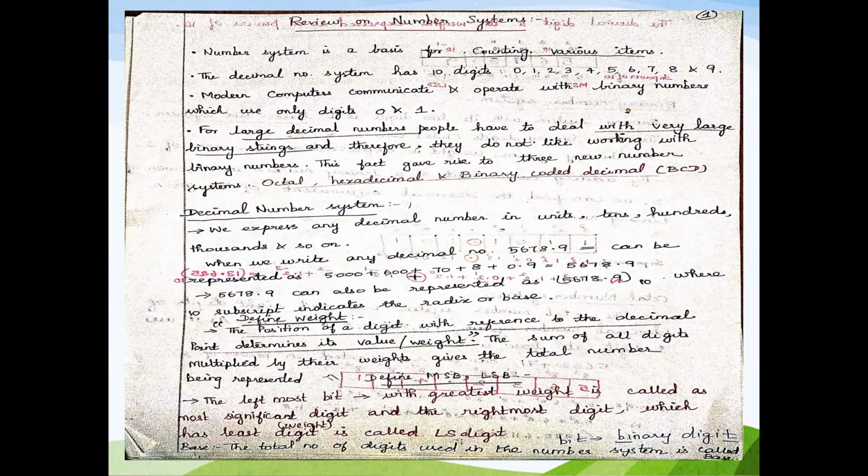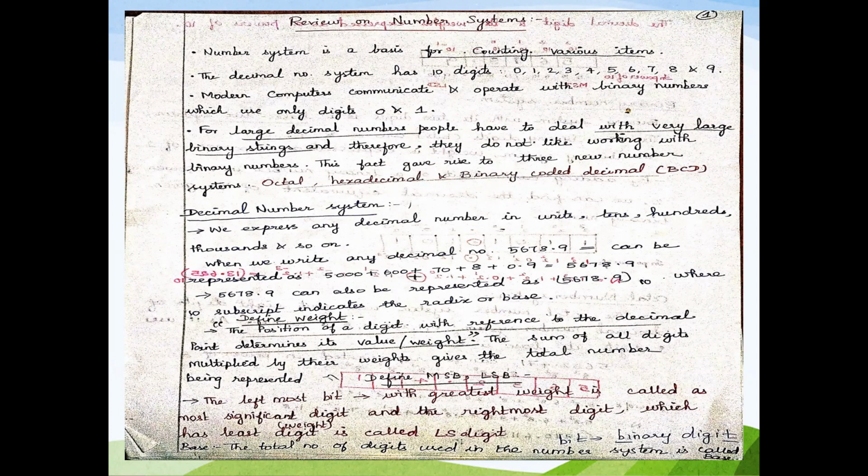First of all, we want to know what for we need to learn this number system. So the basic idea is to have the counting for the various items. We want to know the number system. In day-to-day life, we are using the decimal number system, which has the values from 0 to 9. So the decimal number system has 10 digits, 0 to 9.